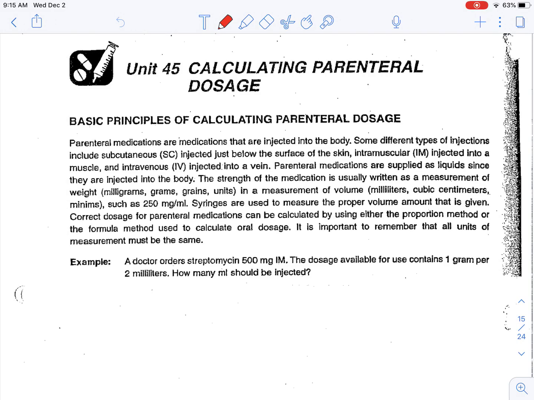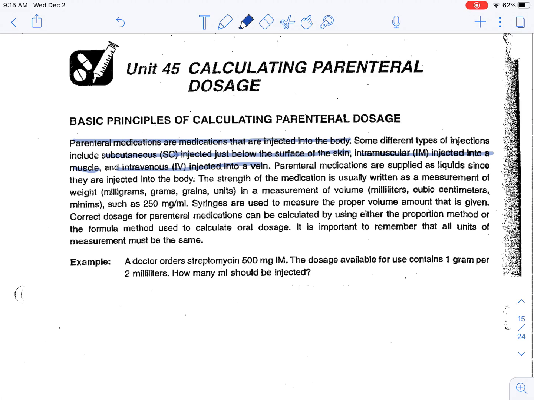Hello, students. Today we're going to continue our conversations about calculating dosages, and today we're focusing on parenteral dosage or medications. They are ones that are injected into the body. Some types of injections are subcutaneous, which are injected just below the skin, intramuscular, which go directly into a muscle, like when you get a flu shot in your shoulder, in that muscular part of your shoulder, or intravenously injected into the vein.